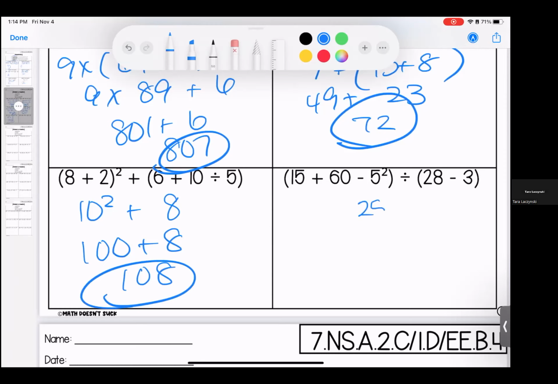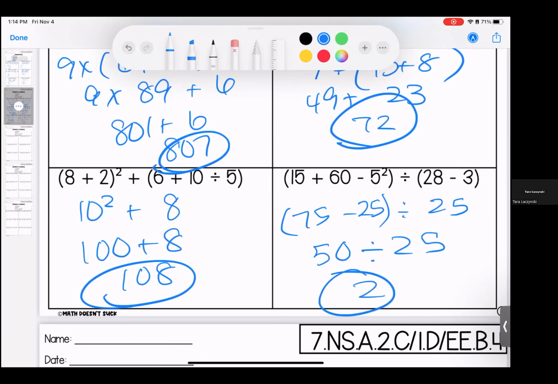5 squared is 25. 15 plus 60 is 75. Still within our parentheses, 28 minus 3 is 25. 75 minus 25 is 50. Divided by 25 gives us 2. That's the end of page 2. If you have any questions, please bring them with you to class.